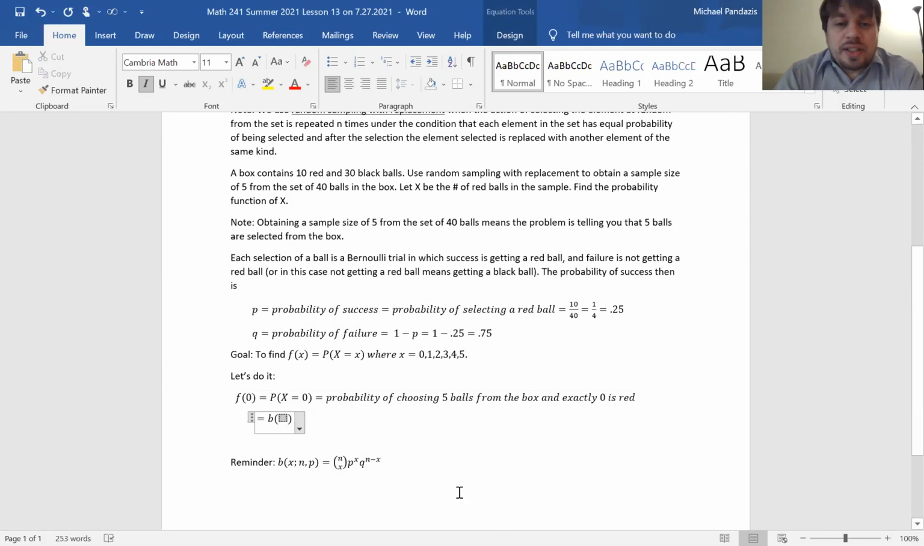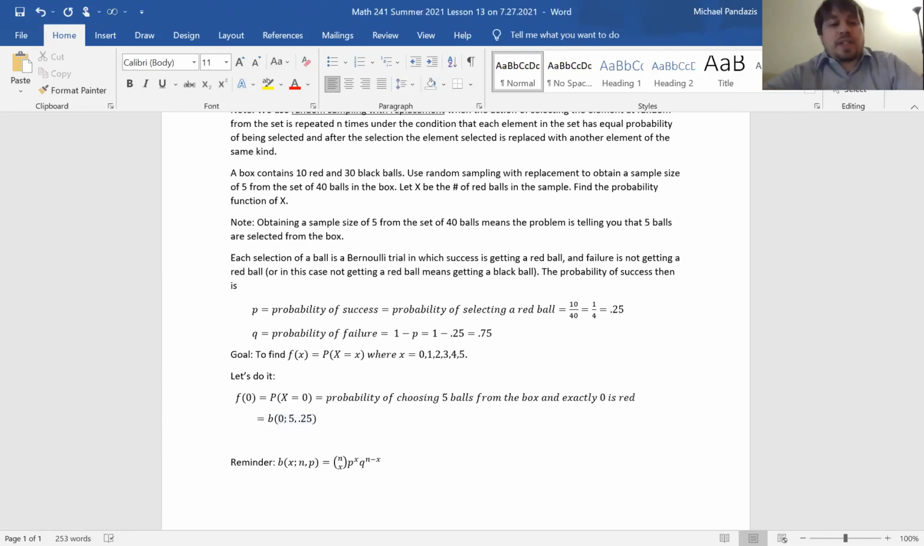Okay, so the number of successes, right? Choosing a red is a success. So if you're saying exactly 0 red is in the sample of 5, then that means there are 0 successes. You're choosing 5, so there are 5 Bernoulli trials. And the probability of choosing a red, probability of success, is 0.25. Let me say that again slower.